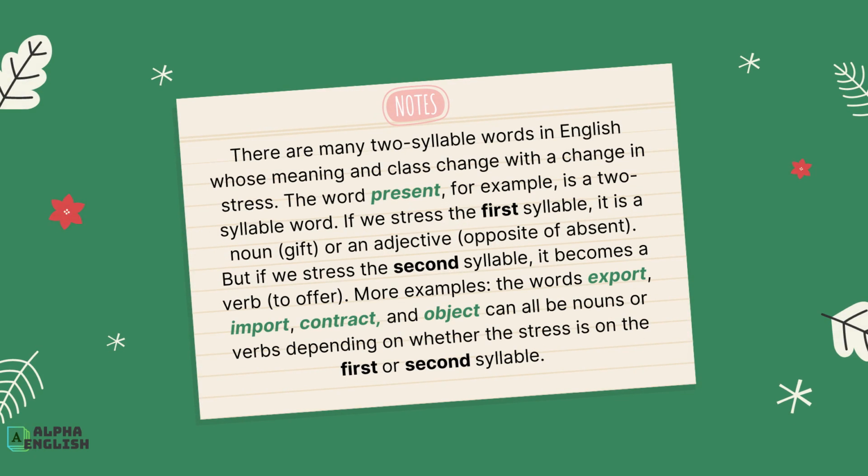There are many 2-syllable words in English whose meaning and class change with a change in stress. The word present, for example, is a 2-syllable word. If we stress the first syllable, it is a noun, gift, or an adjective, opposite of absent. But if we stress the second syllable, it becomes a verb, to offer. More examples: the words export, import, contract, and object can all be nouns or verbs depending on whether the stress is on the first or second syllable.